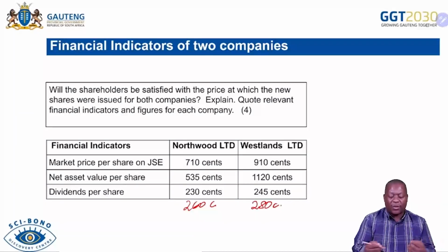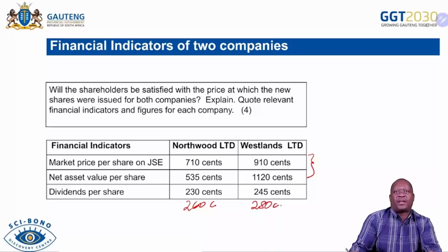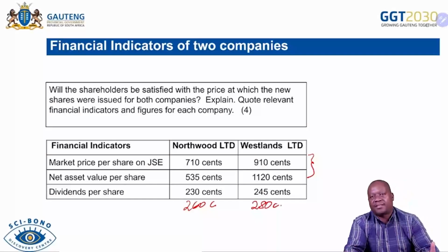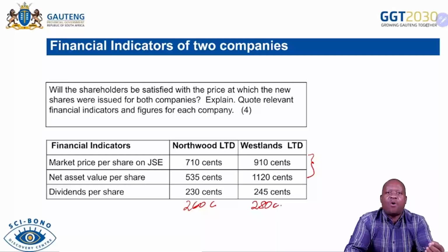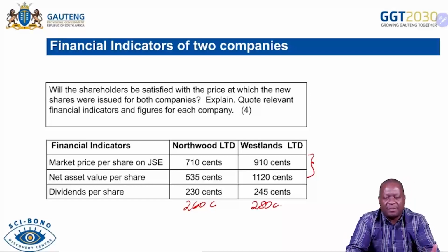Now, what is it that we check? Please check. We are going to be using these indicators. The market price per share on the JSE. What does this signify? It signifies how much investors are willing to pay for these shares. So what are investors willing to pay? They are willing to pay 7 Rand 10 for Northwood shares and 9 Rand 10 for Westland Limited.